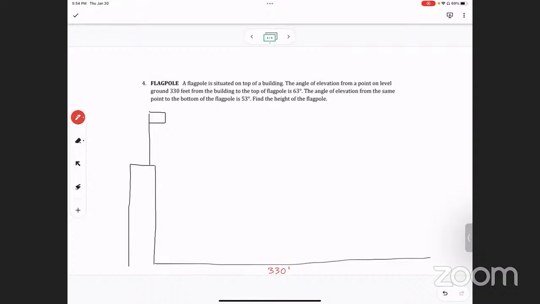So let me help you draw the lines because it's probably easier for me to do. So at the bottom of the flagpole, that line. So the top of the flagpole, the first angle is going to be 63 degrees. And then from the bottom, that will be 53 degrees.